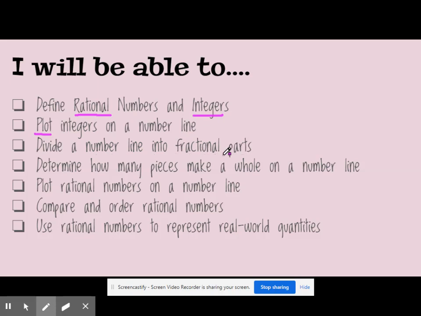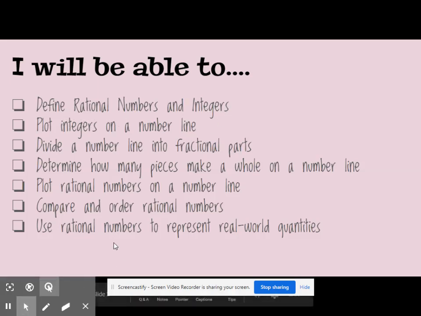So we're going back to fractions. We want to know how many pieces make a whole on a number line. We want to plot rational numbers. So we need to be able to put positive and negative whole numbers on a number line and also rational numbers. That's going to be fractions and decimals. We want to compare and order rational numbers, and then we want to use rational numbers in the real world. Okay, so we have quite a to-do list, but remember, we're going to be working on this all week. So let me erase this and we will move right along.